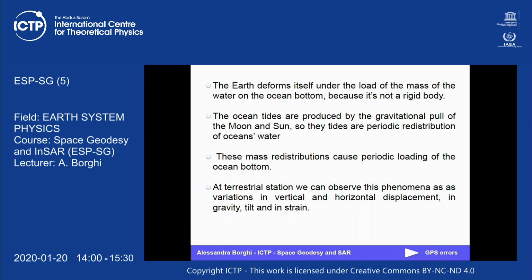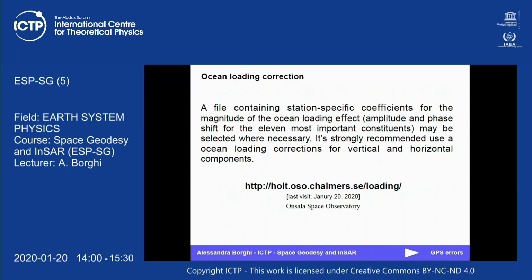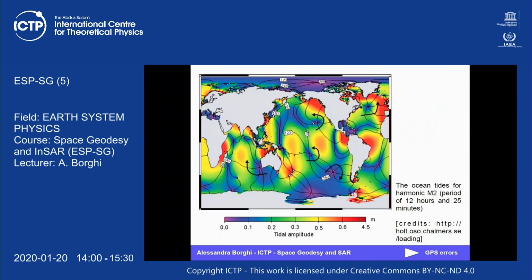And for this reason we have vertical and horizontal displacement that can be a change in the gravity field or tilt or strain. So we have a periodic distribution of the ocean masses, and so we need to take into account the ocean loading correction. And there is a website that uses different models, and given a station they predict the effect of the ocean loading, station by station. You give the coordinates and they compute this deformation.